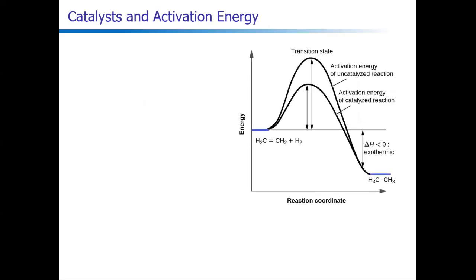Let's now look at catalysts and what they do. Catalysts lower the activation energy barrier for both the forward and the reverse reactions. They provide an alternative pathway with a lower energy hill to climb. But here's the key. Catalysts do not change the delta H of the reaction. The energy difference between the reactants and the product stays the same.